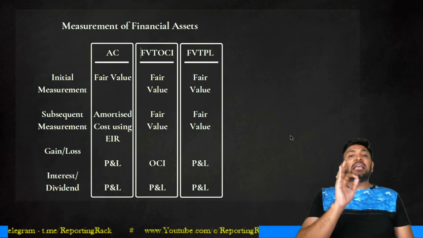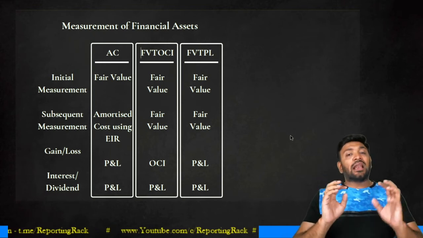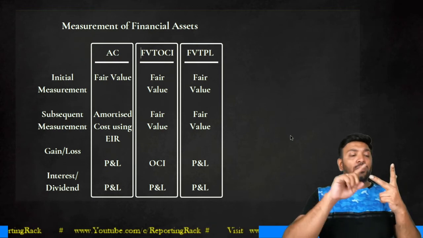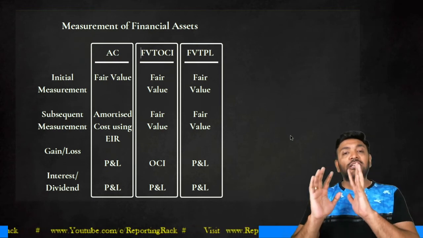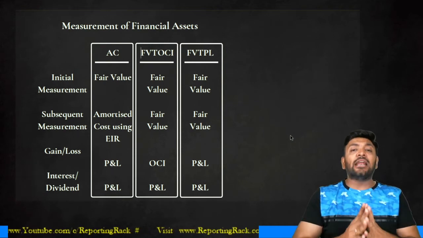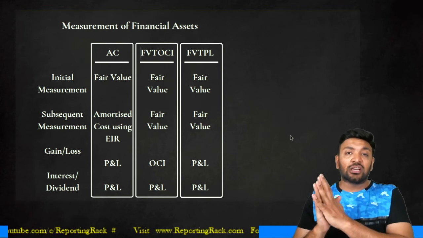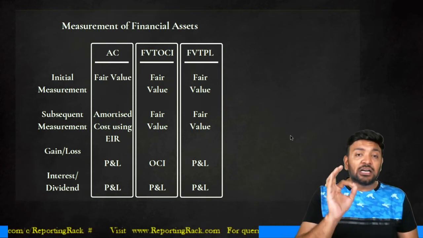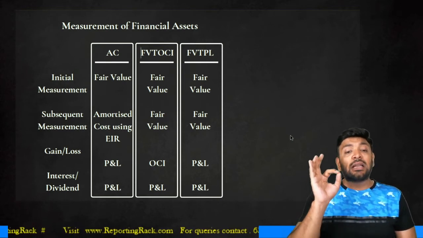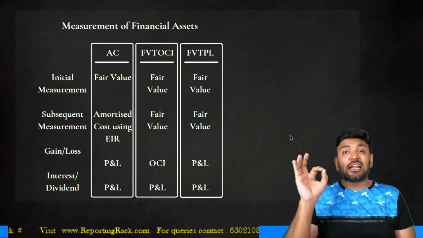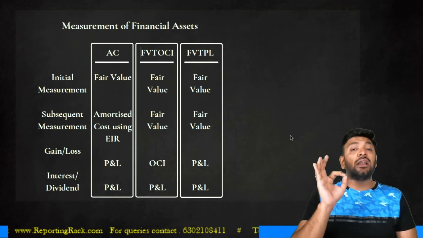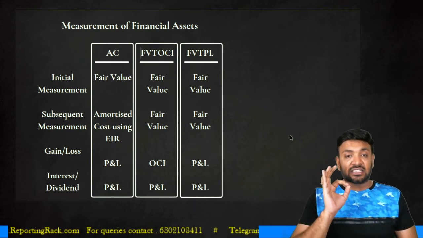I'll repeat. Irrespective of your classification, whether you classify the financial asset as amortized cost, FVTOCI, or FVTPL, initially at the inception of the contract or at the beginning of the transaction, it should always be measured at fair value. The difference emerges only during subsequent measurement on balance sheet date. When subsequently measuring a financial asset classified as amortized cost, it should be measured at amortized cost using the effective interest rate.